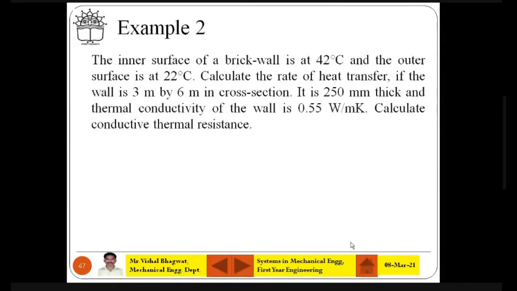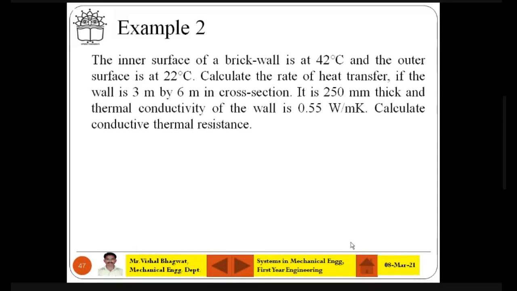Inner surface of the brick wall is 14 degrees Celsius and the outer surface is 22 degrees Celsius. Calculate the rate of heat transfer if the wall is 3 meter by 6 meter in cross section, then it is 250 mm thick and thermal conductivity of the wall is 0.55 watt per meter Kelvin. Calculate the conductive thermal resistance.